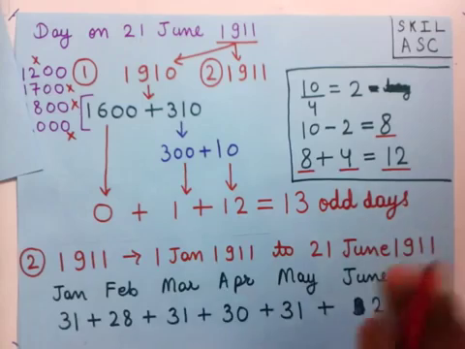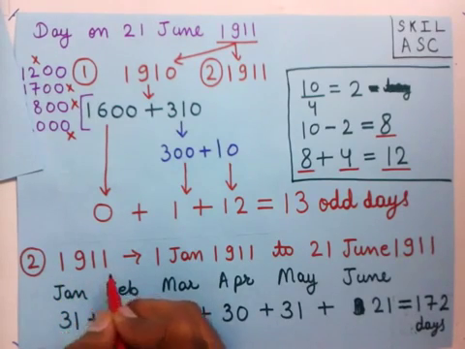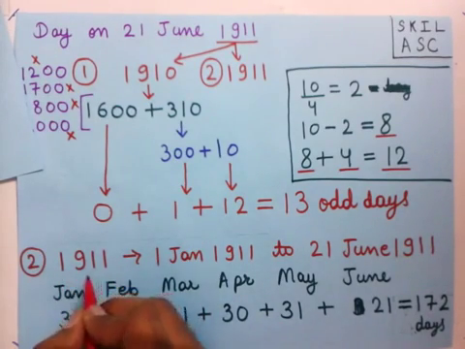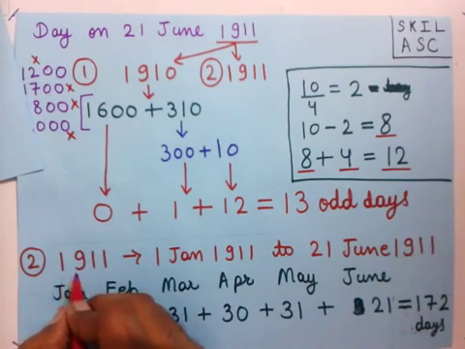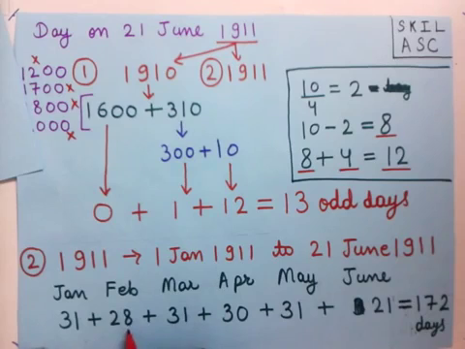You must check every time the year when you come to February. When you come to February, you must see if the year is a leap year or not. Here we see this is not a leap year. This is an ordinary year. So it will have 28 days.